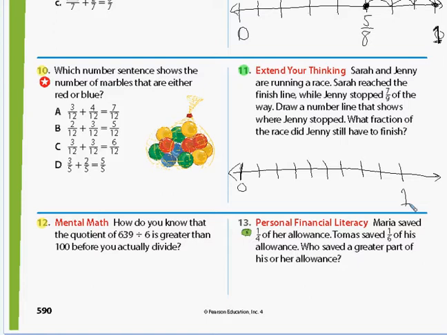So, read the question one more time. Sarah and Jenny are running a race. Sarah reached the finish line. So Sarah got to right here. She got all the way through. Okay, while Jenny stopped 7/9 of the way. So figure out where 7/9 is at. That's 1, 2, 3, 4, 5, 6, 7. That's where Jenny stopped at 7/9.